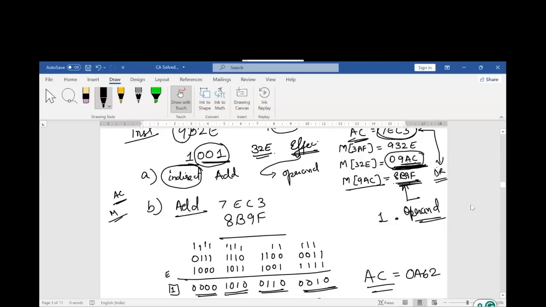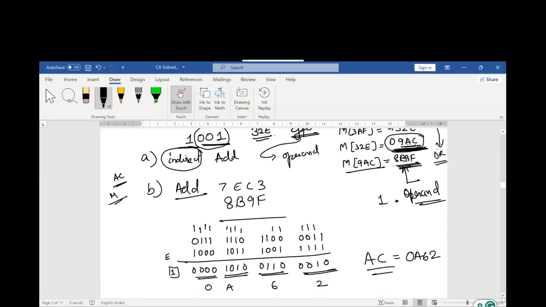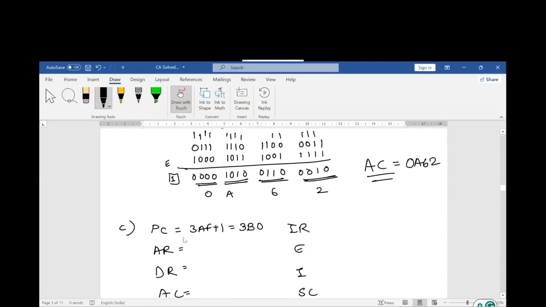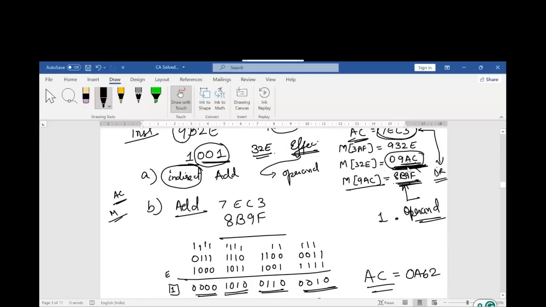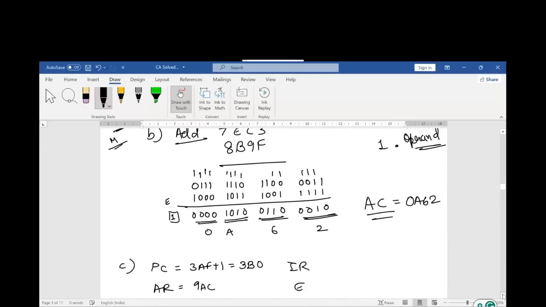No, in AR, after the decode phase, your AR would be having 9AC. Okay. Then for performing the addition, you must have brought your second operand to DR. So this was my second operand and we stored it to DR. So what would be the value of DR? 8B9F.